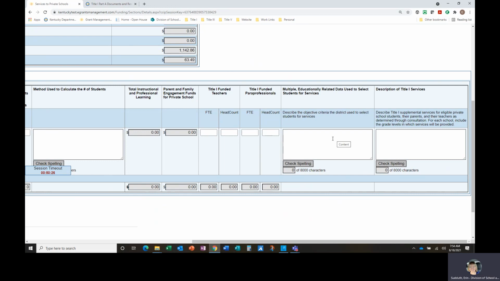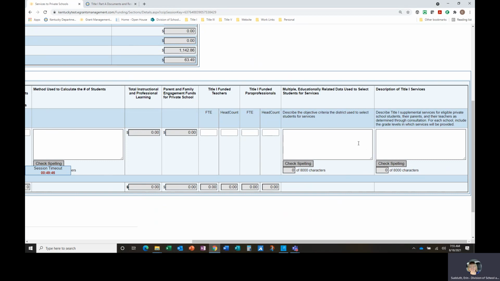ESSA Section 1115(c)(1)(B) states that students must be selected for equitable services using multiple educationally related objective criteria. The non-regulatory guidance that I showed you a moment ago on our Documents and Resources page lists acceptable criteria as achievement tests, teacher referrals and recommendations based on objective, educationally related criteria, and grades. This list is not exhaustive, but it does cover the main methods of selection criteria. Please note that low-income status cannot be used as a selection criterion.